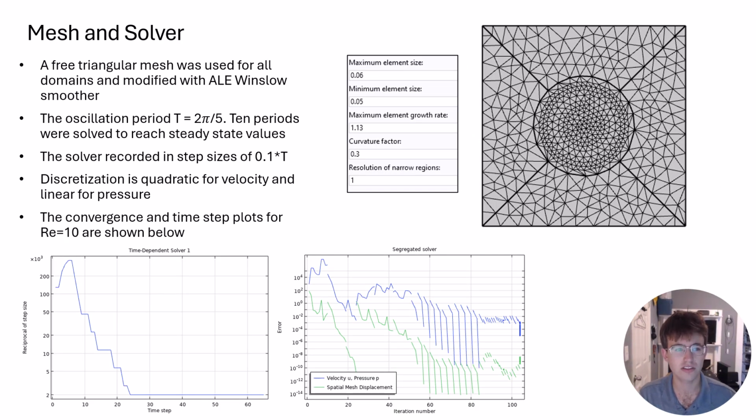I use an unstructured triangular mesh with the Winslow smoother, and I have the parameters on the right of the text there, but when you run the smoother, it redoes your mesh. And I used 10 periods of oscillation so that the initial values didn't mess with the results. I used quadratic discretization of velocity, and the example convergence and time step plots for Reynolds number of 10 are at the bottom of this page.